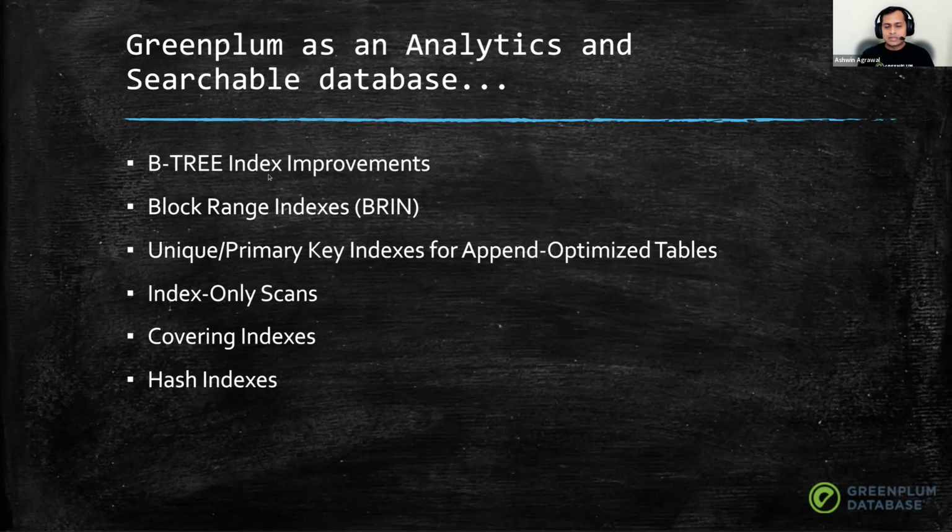The BTREE indexes are having improvements. This is the major topic which I'm going to discuss in this session. Other improvements we are getting: there will be block range indexes. We are going to have primary or unique key indexes support for append optimized tables. Previously, this support only existed for heap tables. We'll have index only scans. We will have covering indexes, plus hash indexes have been made much more crash safe and usable now in production environments.